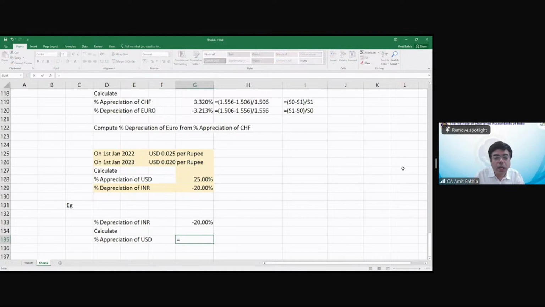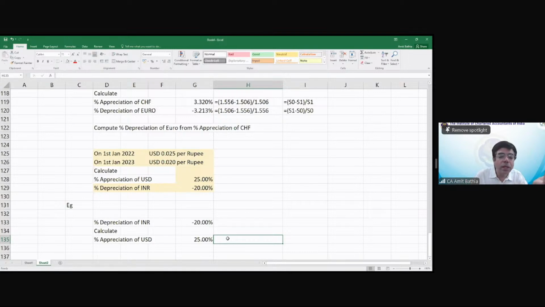So how, sir, do I calculate that? 20 divided by 80. Remember, if it is depreciation, it is 100 minus 20. So you have to say 20 divided by 100 minus 20. What do you get? Convert this into percentage. You get 25%. Right? Yes, sir.